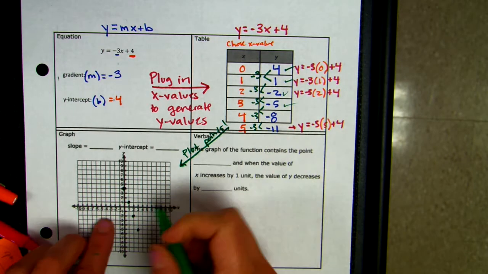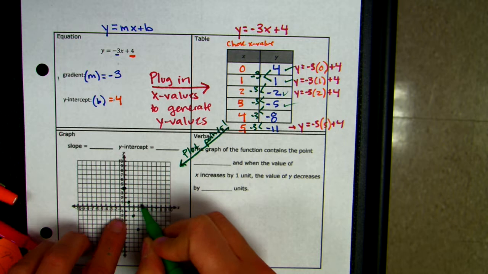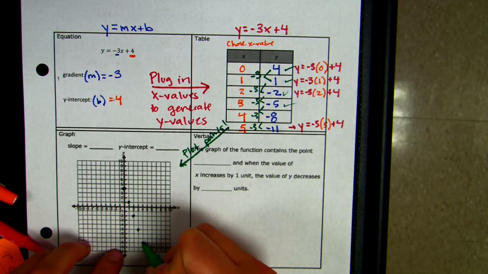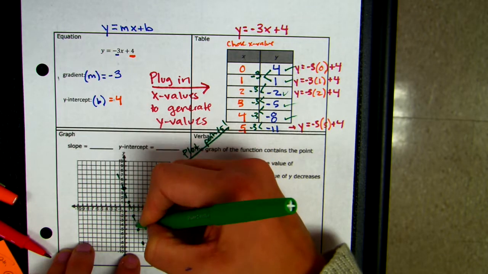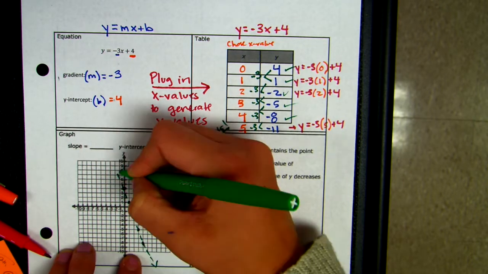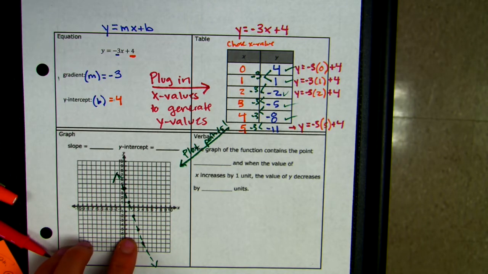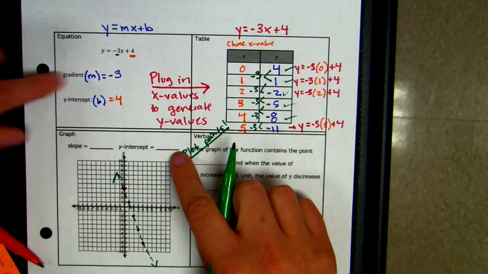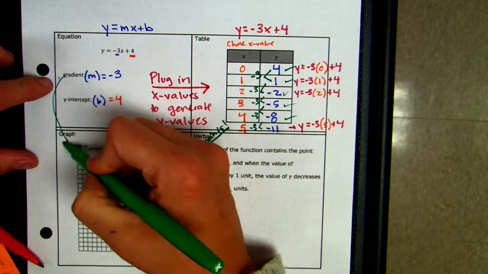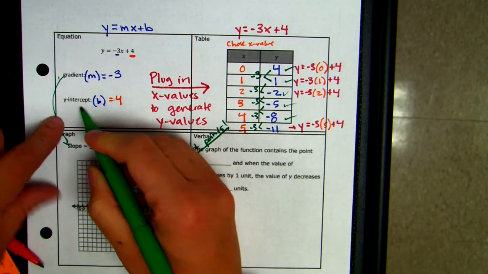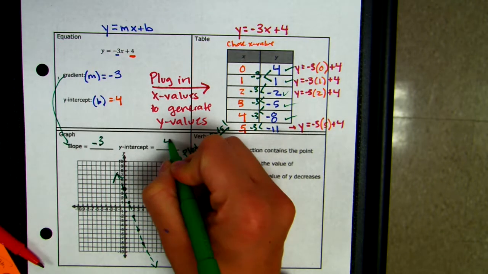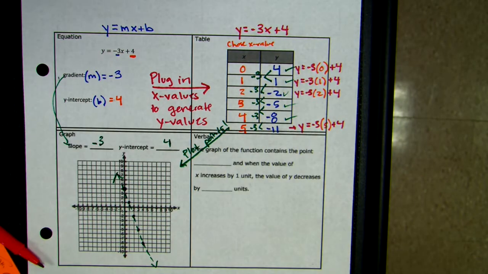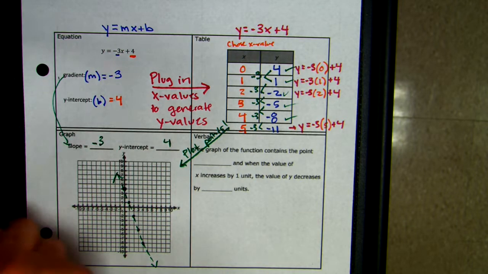Next one is 4, -8, so I go 4 to the right, and then down 8 units to -8 here. And I can see that all of these are related, so I draw my line. Again, my slope and y-intercept should be the same. My slope is the same thing as my gradient, so it's -3. My y-intercept is where it touches or crosses the y-axis, which is at 4. These should match up.